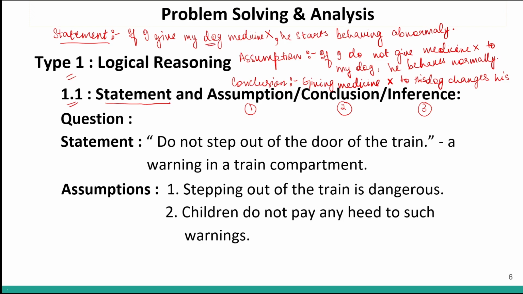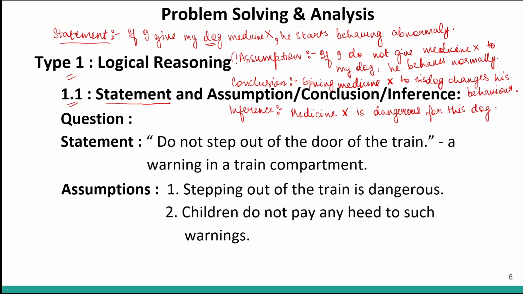So we can conclude that giving medicine X to this dog changes his behavior. We cannot say this about each and every dog, but only the dog that is mentioned in the statement. So this is the conclusion, that giving medicine X to this dog changes his behavior, right? Now what can we infer from this statement? I can infer that medicine X is dangerous for this dog.